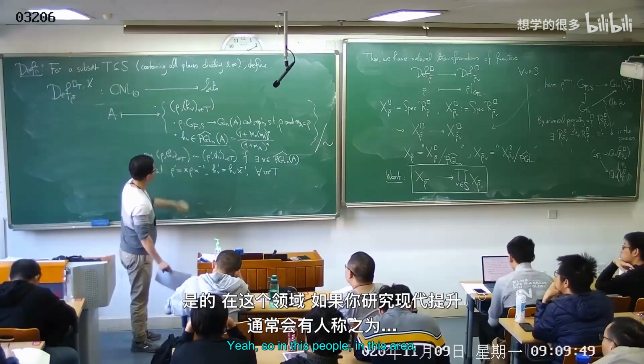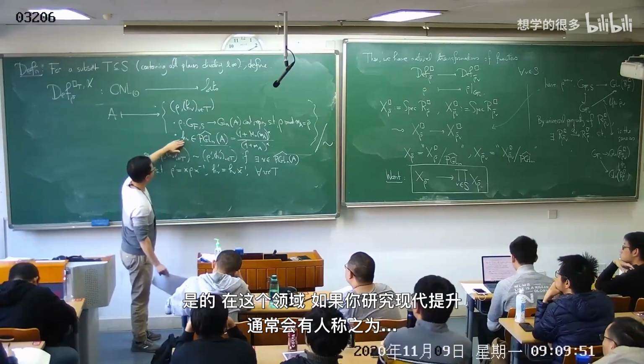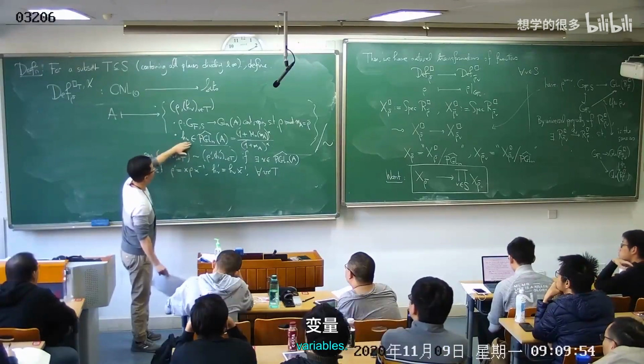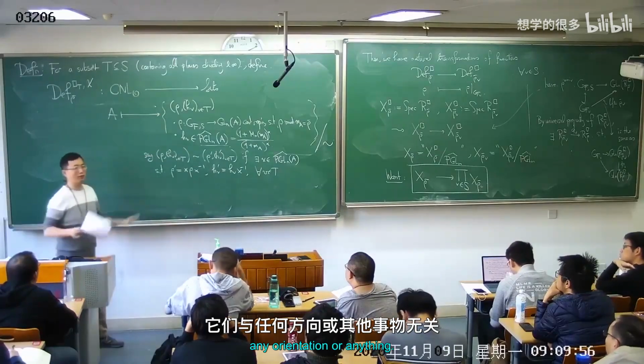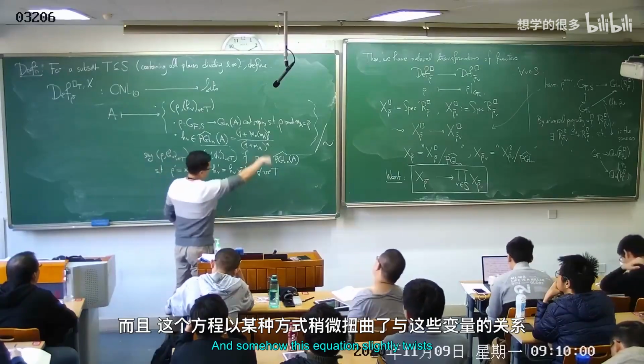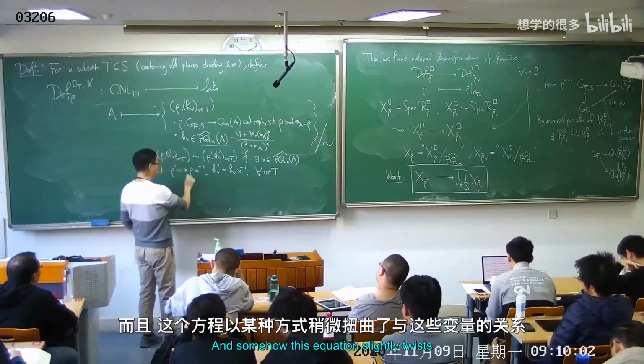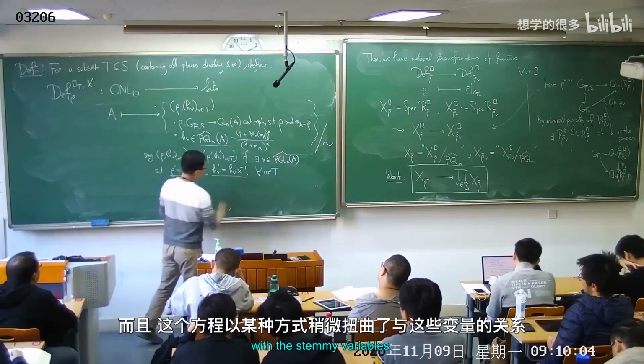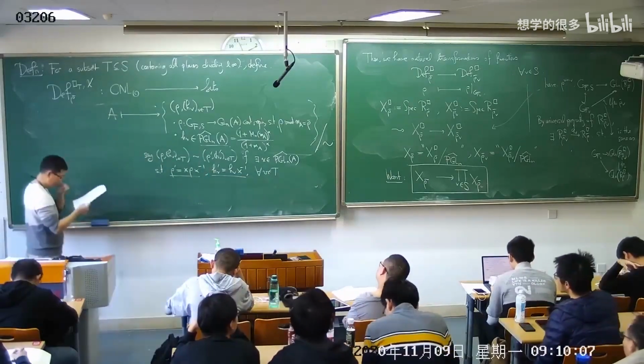In this area, people work with modularity lifting. People call these H_v some sort of dummy variables. They're not related to any Galois representation or anything. They're just matrices. And this equivalence relation slightly twists the conjugation with these dummy variables. Okay.